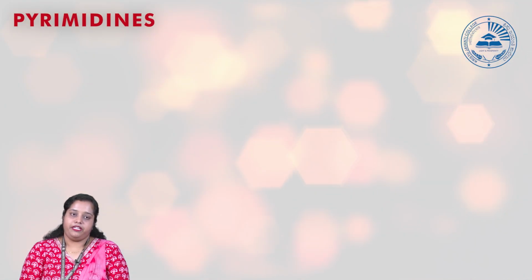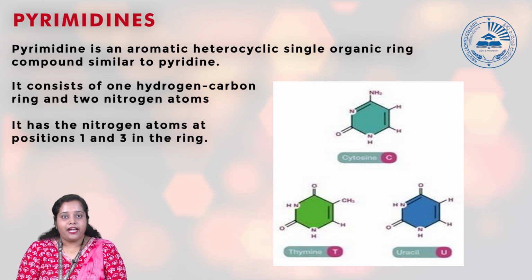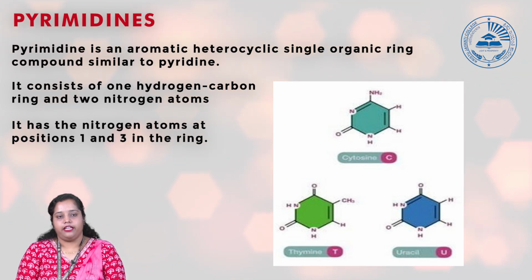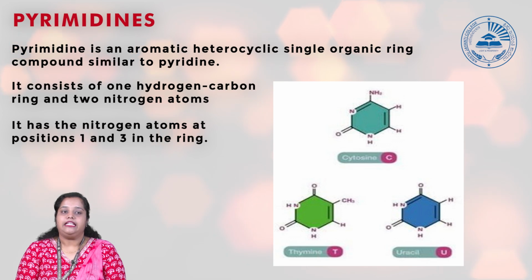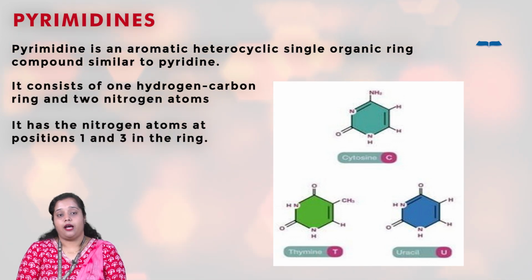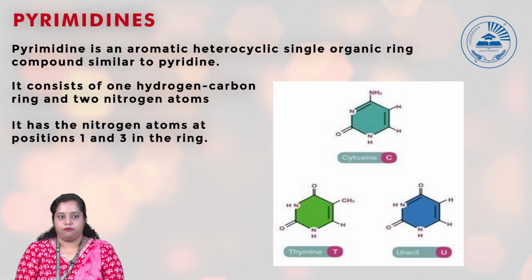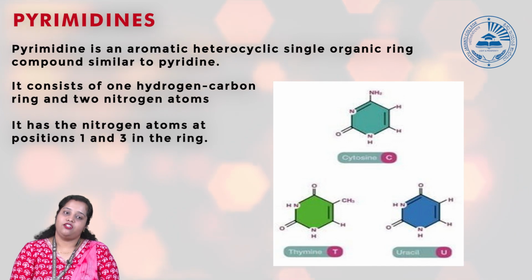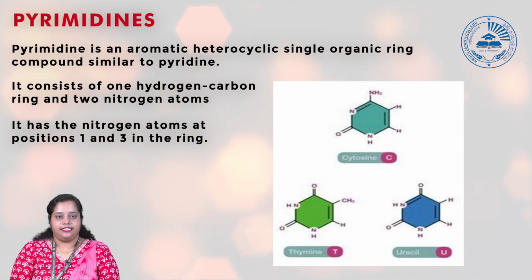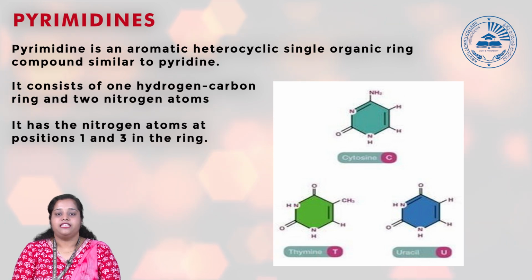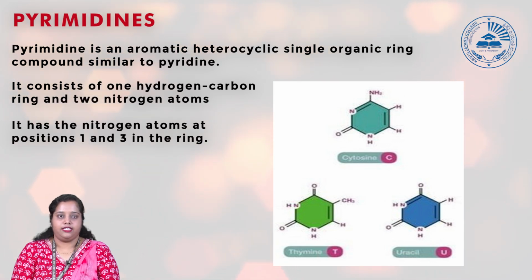Next we have pyrimidines, which are again aromatic heterocyclic single organic ring compounds similar to pyridine. The property of pyrimidine is that it consists of 1 hydrocarbon ring and 2 nitrogen atoms. Here, as you can see, it has nitrogen atoms at positions 1 and 3 in the ring, and clear examples of pyrimidines are cytosine, thymine and uracil.